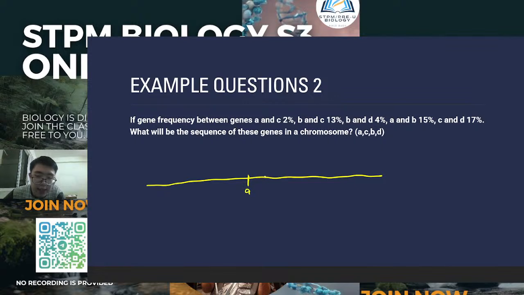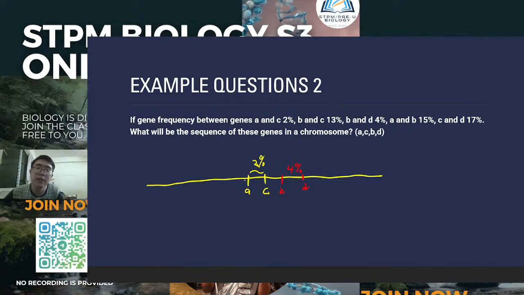So for A and C, you write in the middle 2%. Okay, you see A and C is 2%. And another one, B and D is 4%. For B and D, you use another color. B and D is 4%. Maybe you don't know whether B and D is at the middle or not. So never mind, you just draw another line for B and D is 4%. You just estimate like this.